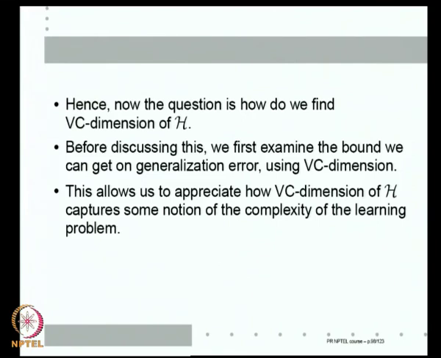So, what we will do next class is understand how this bound that we derived brings out the issue of the complexity of H, and after that we will see how, starting from the definition that we gave here, we can conceptualize a procedure for calculating the VC dimension of a given set of classifiers. Then we will go back and calculate it for some of the examples we have seen earlier. Okay. Thank you.